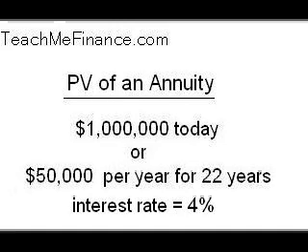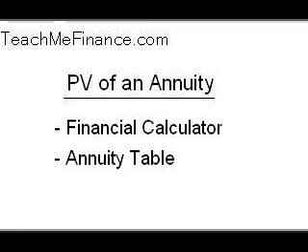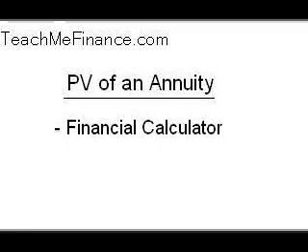Now you have to figure out what is the present value of $50,000 times 22 years, or 22 payments, discounted by 4%. And then you compare that number with the $1 million. There are two ways of doing this. You can use a financial calculator or you can use an annuity table. Using a financial calculator is pretty easy.